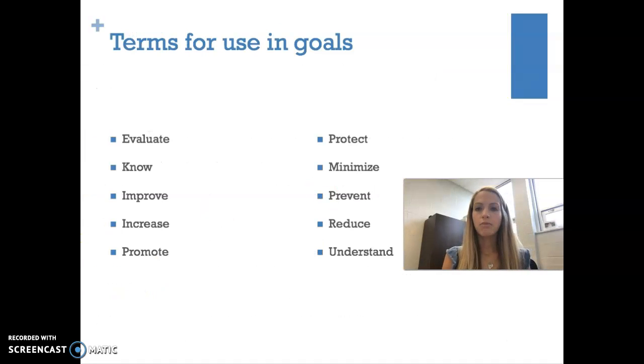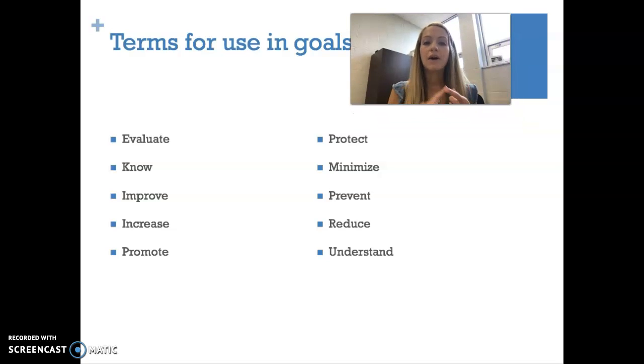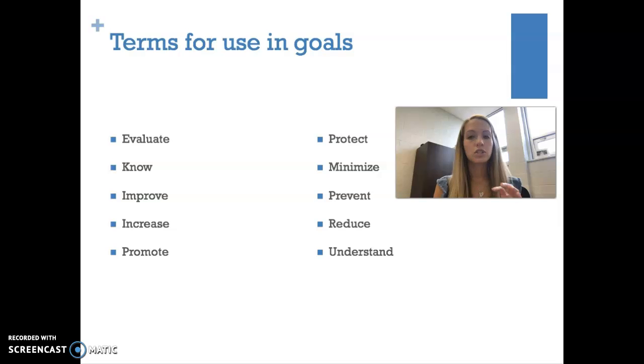So here's some terms that are helpful in writing your goals. We're going to evaluate, know, improve, increase, promote, protect, minimize, prevent, reduce, and understand, right? So remember, these goals are just a little bit broader than those objectives, but they give that general direction, right? And again, as you're writing these mission, goals, and objectives for your project, refer back to this PowerPoint. We also have some really good resources I'll talk about in a minute, in the courseware for you guys to refer to as you're putting these together.